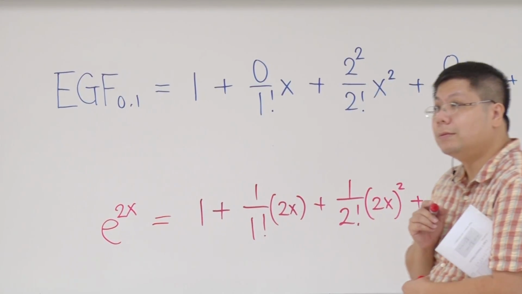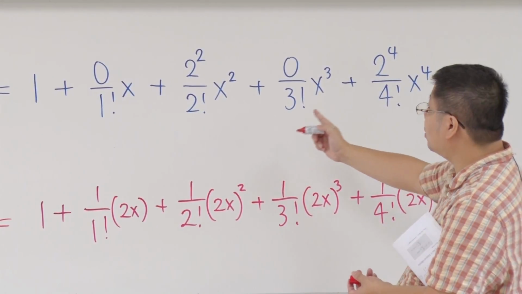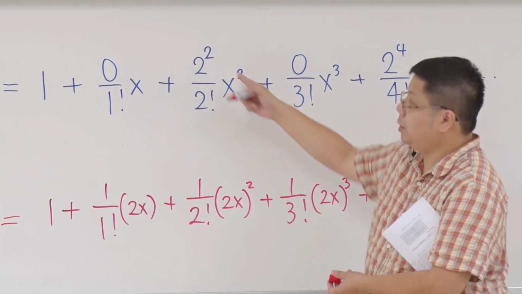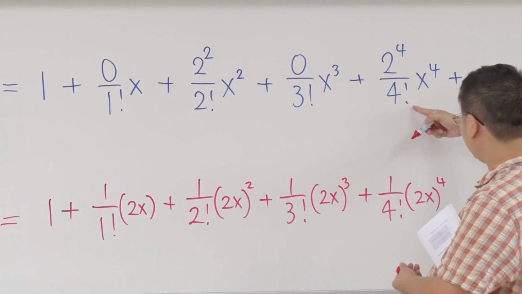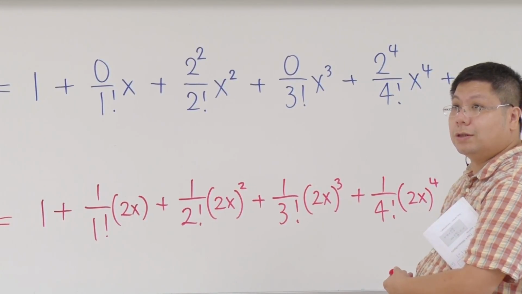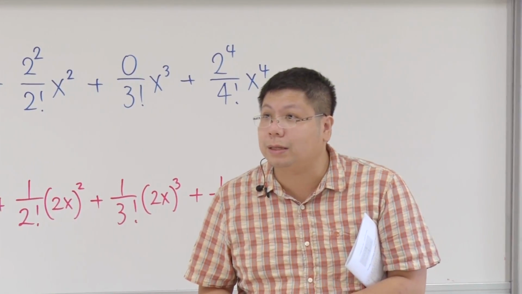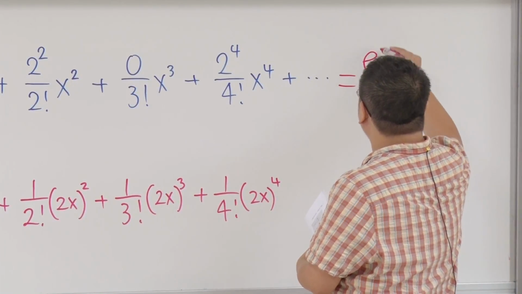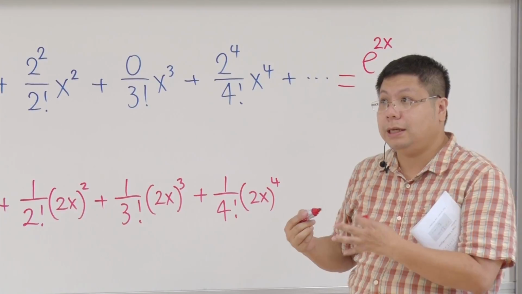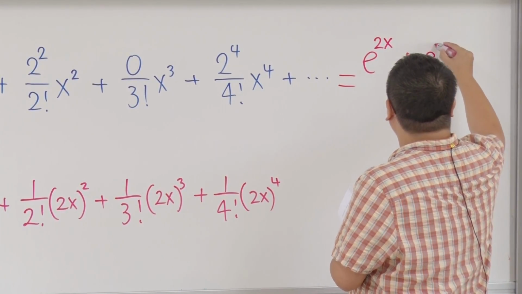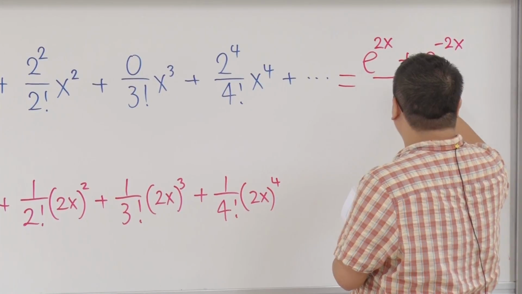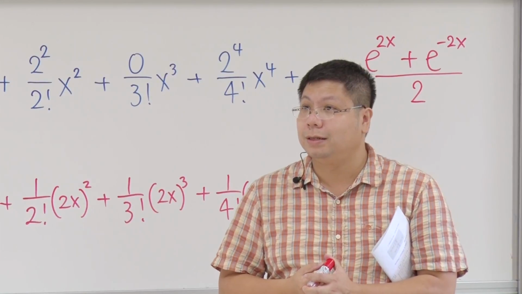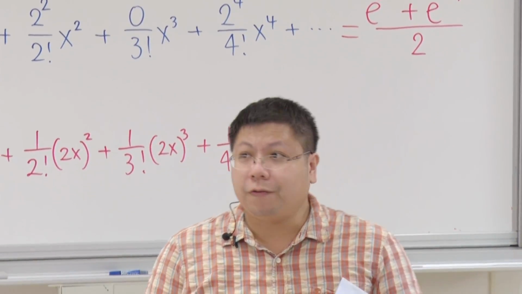Is that okay? This is so close. Look at this term. This term is the same as this term. So I put 2 inside. So this term is equal to this term. This term equal to this term. So it is like we are looking at e to the power 2x, but only the even terms. Well, we have done this before. So this is equal to e to the power 2x, we look at the even terms, plus e to the power minus 2x divided by 2. This is the EGF of 0 and 1. Is that okay? Good. We now have the EGF of 0 and 1.